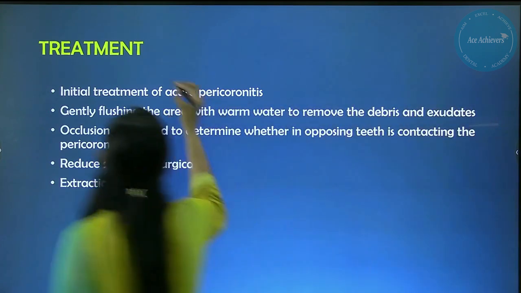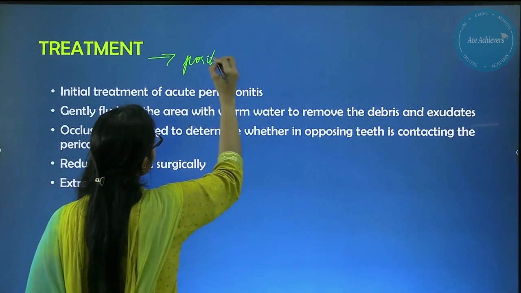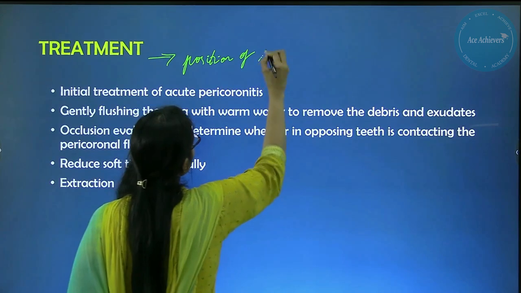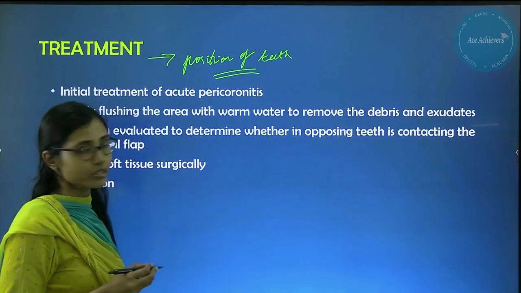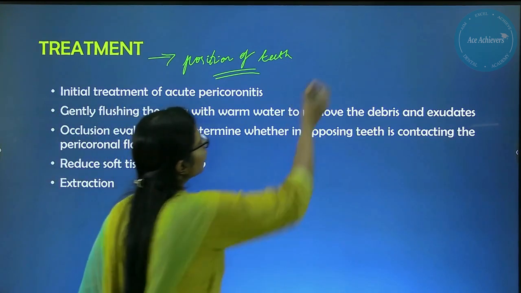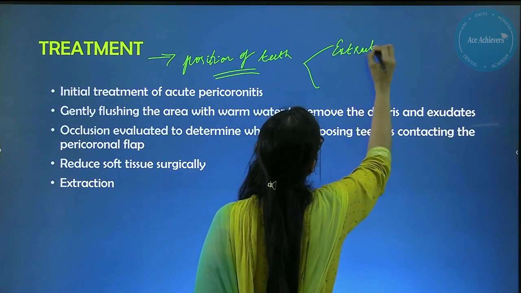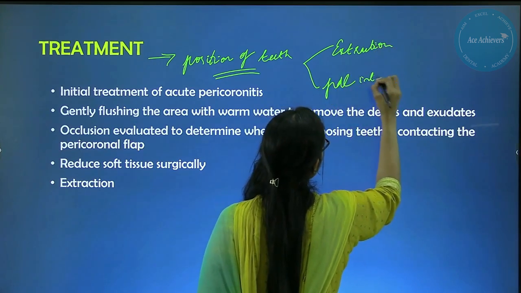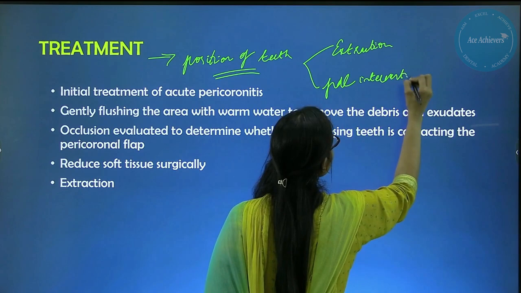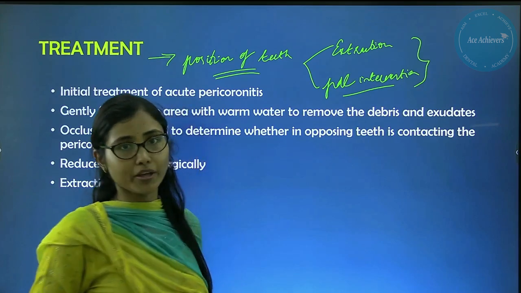Now, coming to the treatment of pericoronitis. This treatment basically depends upon the position and the location of the tooth. Depending upon the position or the location of the teeth, the treatment can be either extraction or periodontal intervention. So this treatment purely depends upon the position and the location of the teeth.